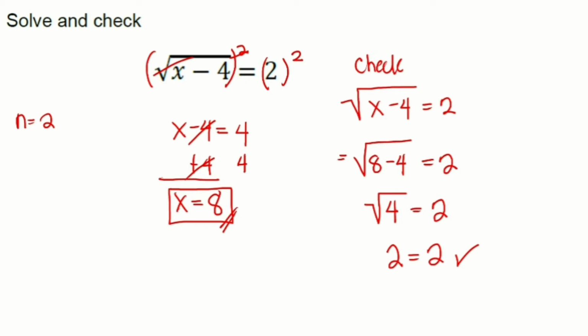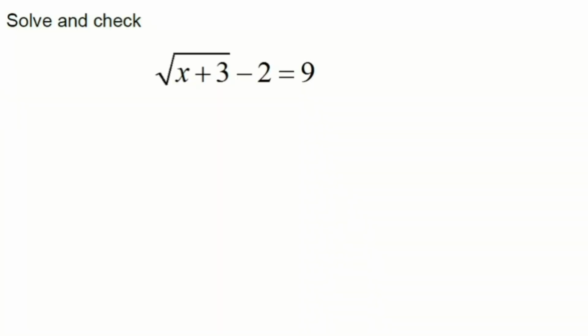Okay, let's have some more examples. Now let's solve problem number 2: the square root of x plus 3, minus 2, is equal to 9. First, we have to isolate the radical sign. What we need to do here is first apply the addition property of equality. We have to transfer negative 2 to the right. To do that, we add positive 2 to both sides of the equation.